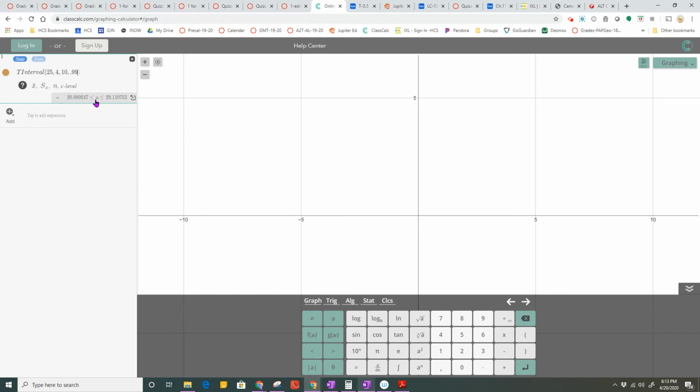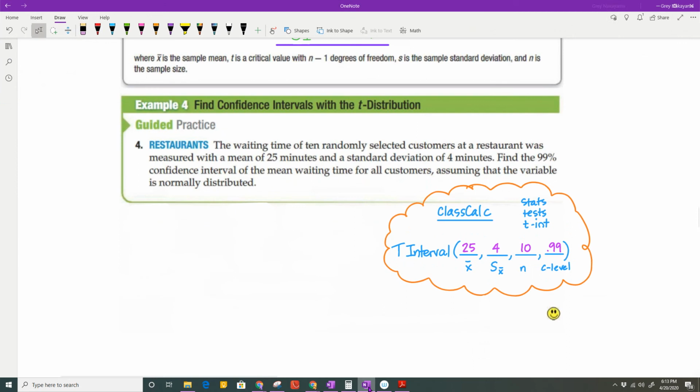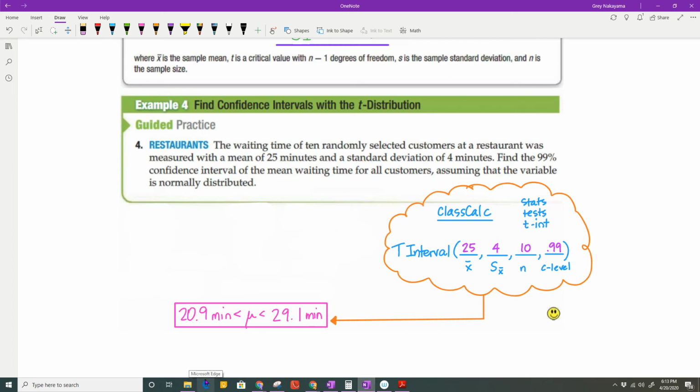We'll go to 20.9 and 29.1. Okay, so that is right there, 20.9 to 29.1. Again, I put all the information in here if you want to do it the long way, and these are actually the steps that you can use.